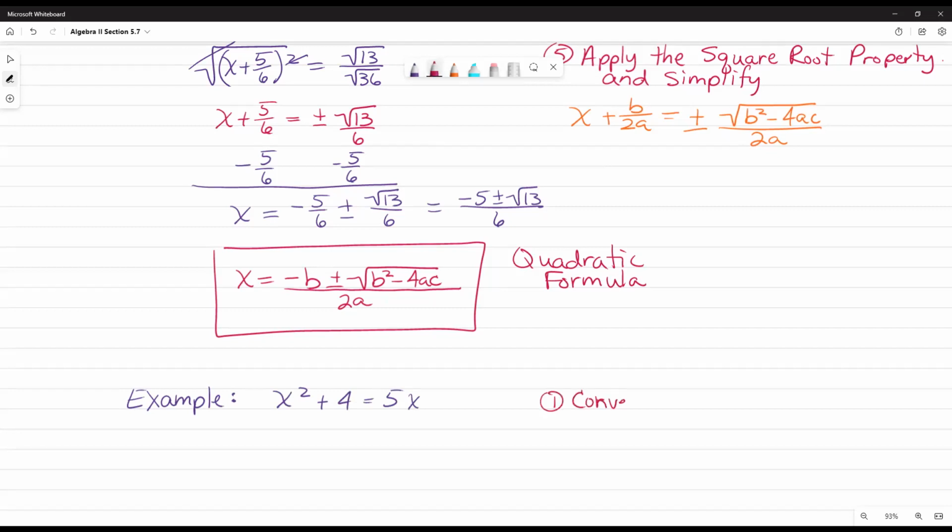Converts to standard form. All right, so what do I have to do to move this to standard form? Okay, so I need to subtract 5x from both sides. What else do I need to do? Move that 4. Is that what I heard? Right, we got to move the 4 to the right side and move the 5x to the left side. So we end up with x squared minus 5x equals negative 4.